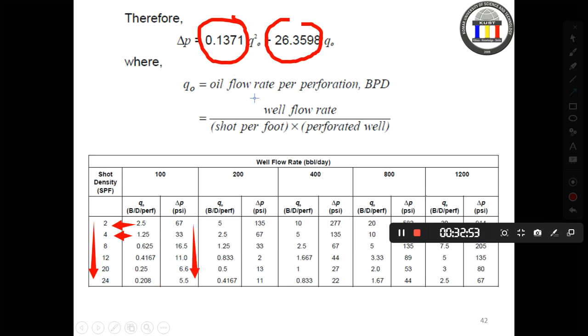And how much exactly, you can calculate using this one. This is 100 barrels per foot. Okay, this is the 200 barrel, 400. So in this case, as you see, as you are increasing the shots per foot from 2 to 24, the pressure drop is decreasing from 67 to 5.5. As you know, our job is to reduce the pressure drop, and it means that we have to put more perforations, but how much can you put? So this tells us how much, and at the same time per perforation will be 0.208 barrels per day. So that's how we calculate this one.